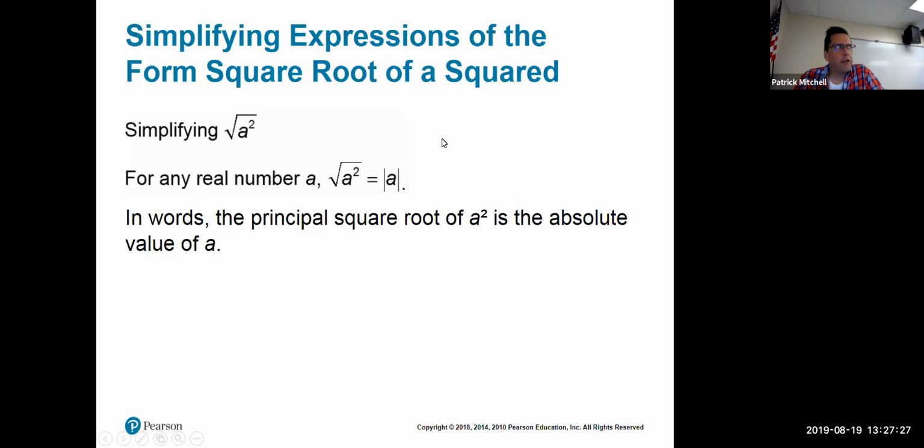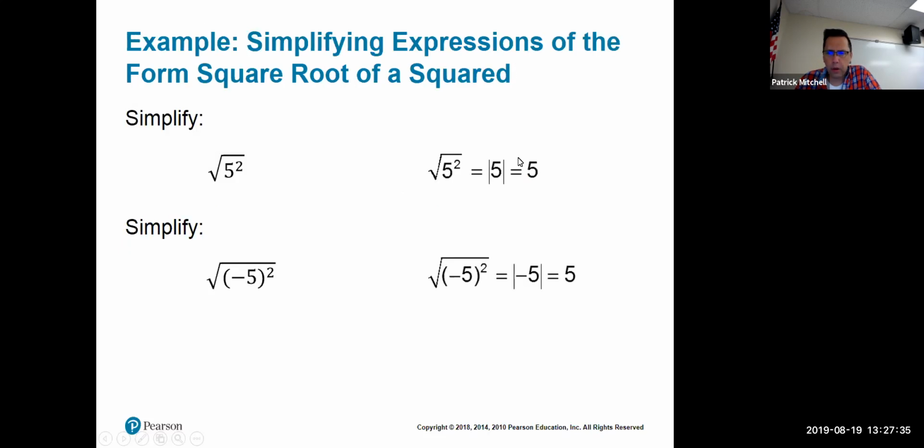I'm thinking of a certain situation, especially in Calc 2, where that comes up all the time. We have to be very careful. Okay, so here is an example of that I forgot to animate. Sorry about that. The square root of 5 squared. To be on the safe side, what you can do is just always put absolute value on the number that's inside, the number that's being squared.